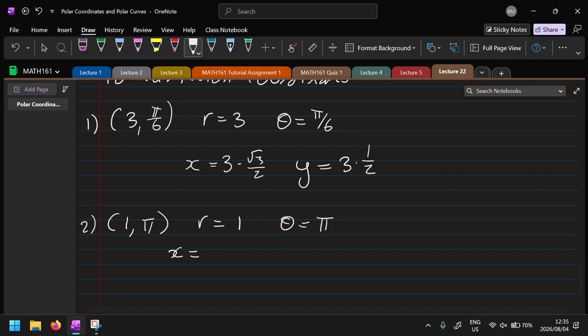So x, that will be r cos theta. What is cos of pi? -1. Again, special angle. So this will be -1. And y, that will be r sine theta. Sine of pi? 0. Easy stuff.